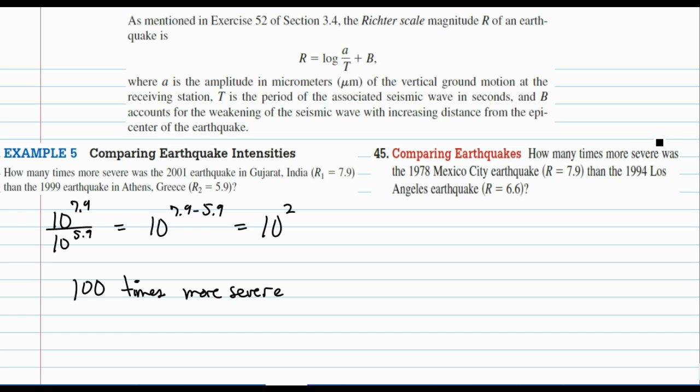Now try problem number 45. It says, how many times more severe was the 1978 Mexico City earthquake than the 1994 Los Angeles earthquake. So again, how many times more severe? We're going to take 10 to the 7.9 and divide by 10 to the 6.6, which is just subtracting their exponents. I know these Richter scale ratings are of base 10 because they come from a log base 10. And that would get us to be about, let's see, 10 to the 1.3. So that's about 19.95 times more severe.